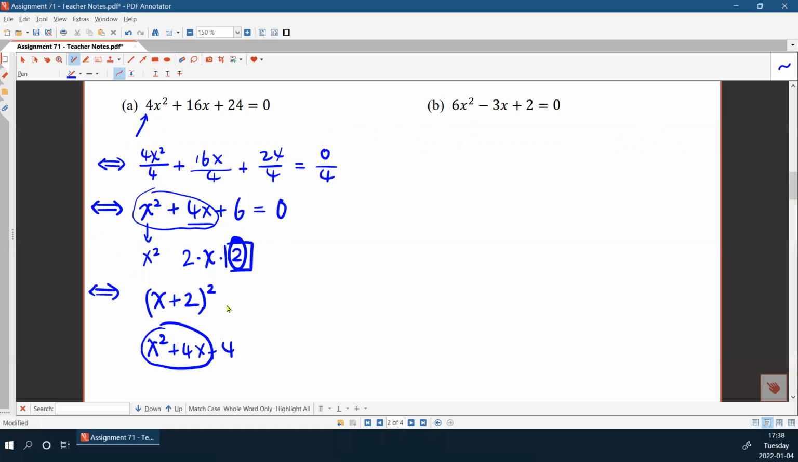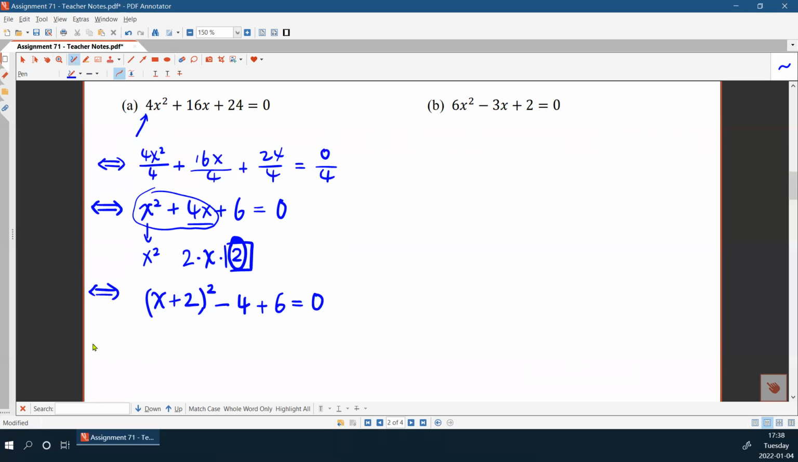There is no such 4 in the original, so we need to subtract it from the new equation. And then copy the rest of the equation, right? So the new equation here is exactly the same as this one. These two equations are actually the same, right?